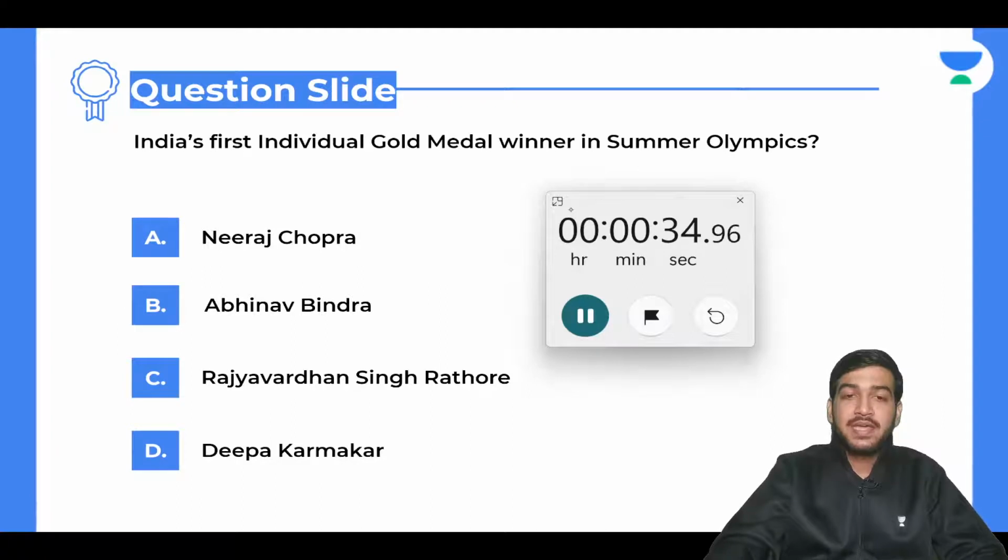A, Neeraj Chopra, B, Abhinav Bindra, C, Rajyavardhan Singh Rathore, or D, Deepa Karmakar?